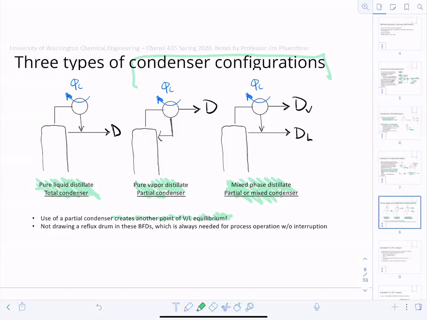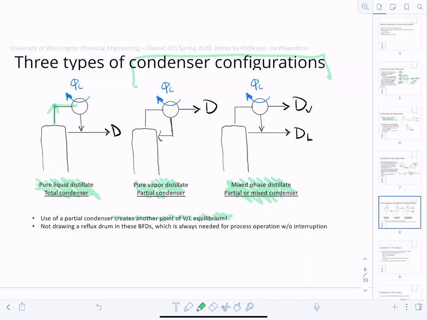Question came in, does the total condenser add an equilibrium stage? And the answer is no. So remember, when we take a vapor stream off the top of the column, as I'm highlighting here on the left, and we totally condense it, nothing has happened except we've had phase change. So in the most simple example, I have exactly removed the latent heat of vaporization for the amount of material that went in the heat exchanger.